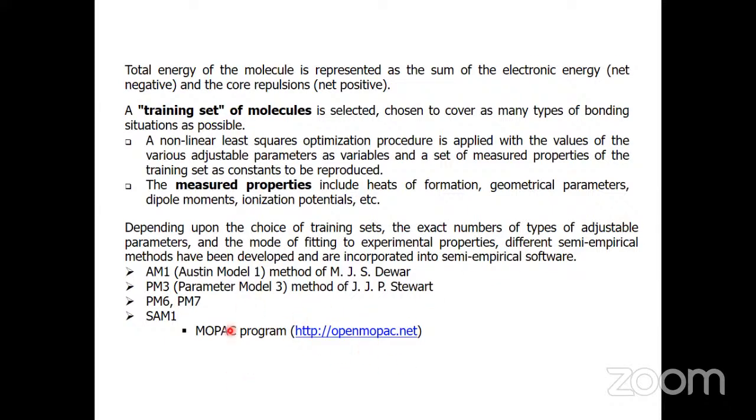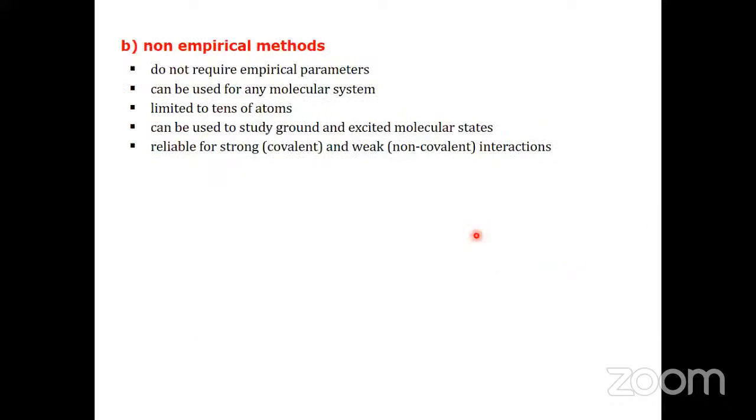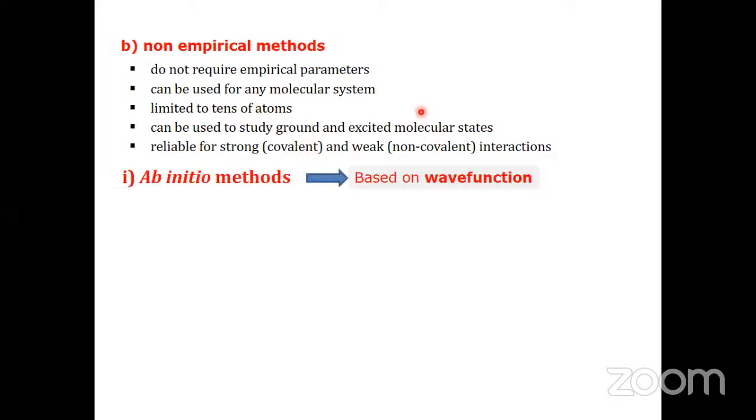This is the link for MOPAC, and here are certain computational methods in this semi-empirical process. So if we move from semi-empirical process to non-empirical process, we see that non-empirical processes do not require empirical parameters, and hence they can be used for any type of molecular system, but they are limited to tens of atoms, where the molecule has around 50-60 atoms. They can be used to study ground and excited molecular states. They are reliable for strong as well as weak, that is non-covalent, interactions.